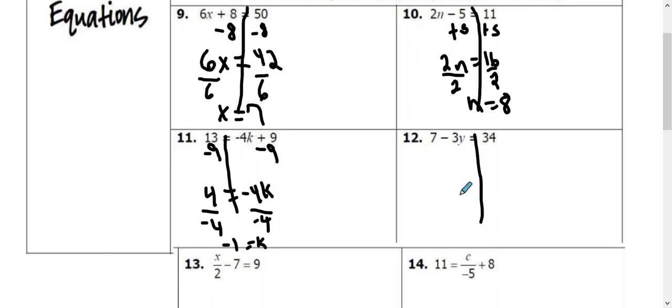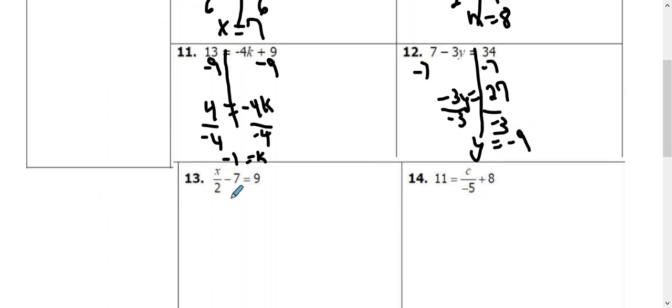Again, draw your little wall, subtract your 7 from both sides. Negative 3y equals 27. Then the opposite of multiplication is division, so divide by negative 3, and y equals negative 9, because 9 times 3 is 27.